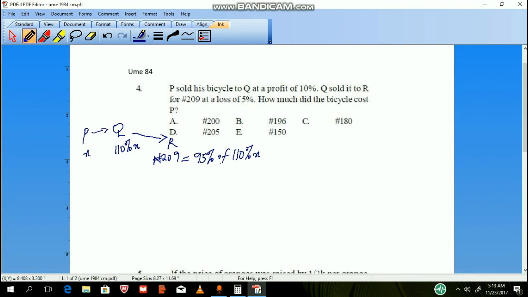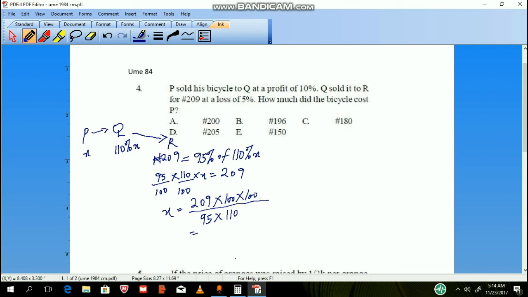So if we solve this equation, we should be able to find the value of X, because the question is how much did the bicycle cost P, and we said the cost price for P is X. So if I had to solve this equation, we'll have 95 over 100 of 110 over 100 times X will be equal to 209. So from here, if we make X the subject of the formula, X will be equal to 209 times 100 times 100 all divided by 95 times 110.